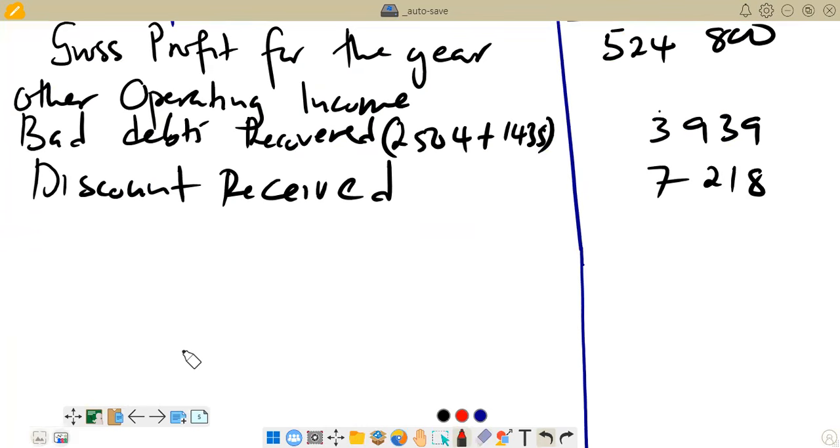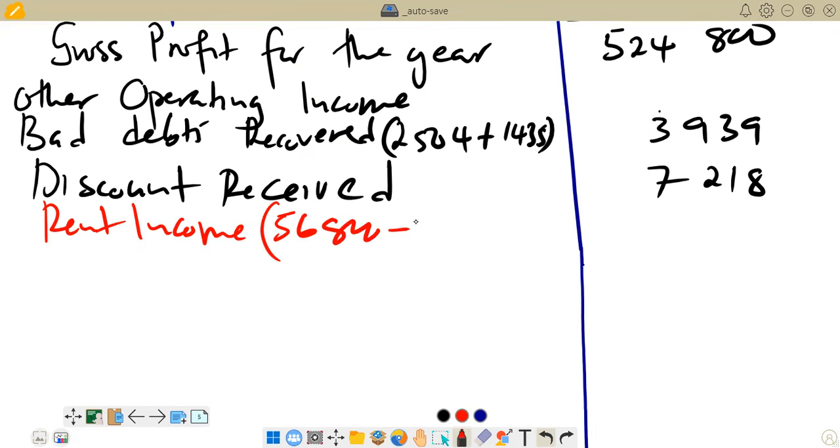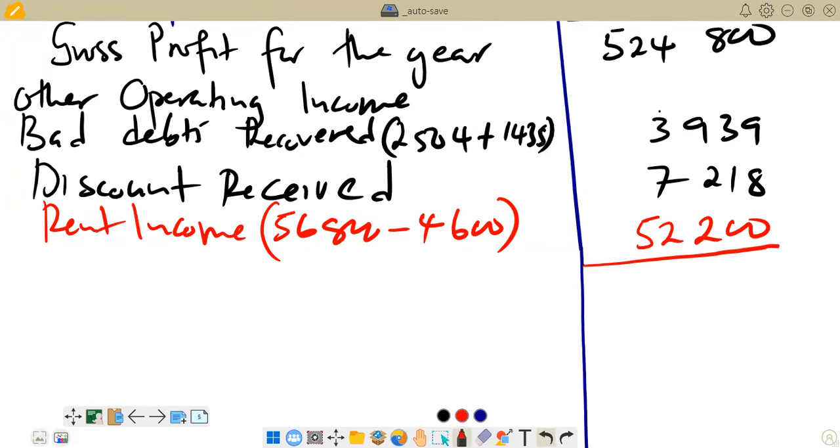So here we have got rent income. On rent income, we are saying 56,800. Then we subtract the 4,600 for the extra month. There you are supposed to get 52,200. So this represents the income that we have there. I think we have exhausted all the income that we have in the question.